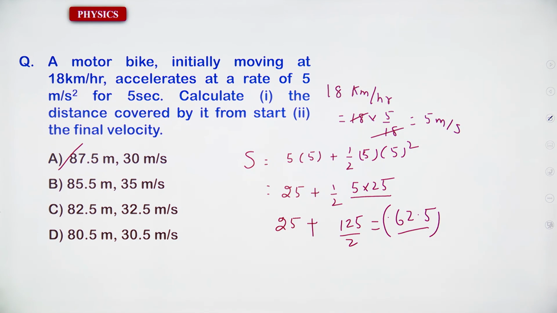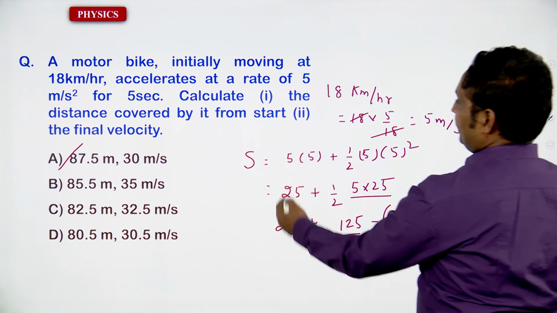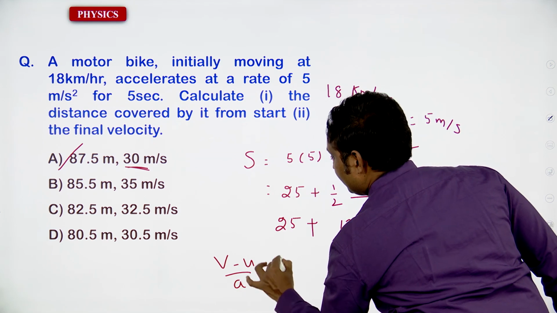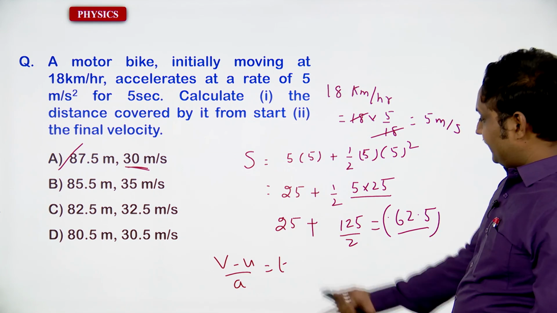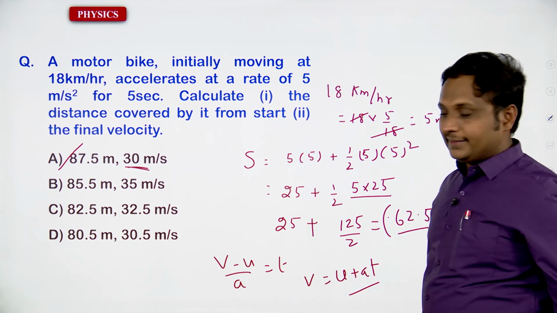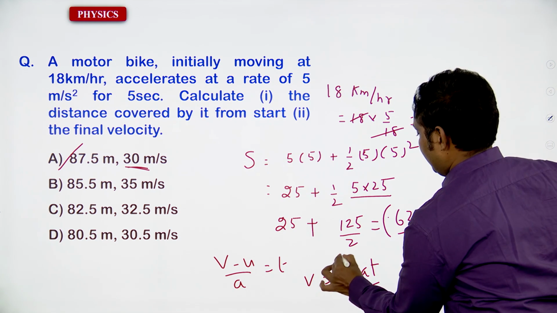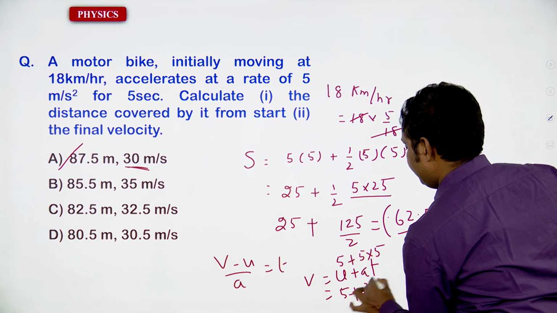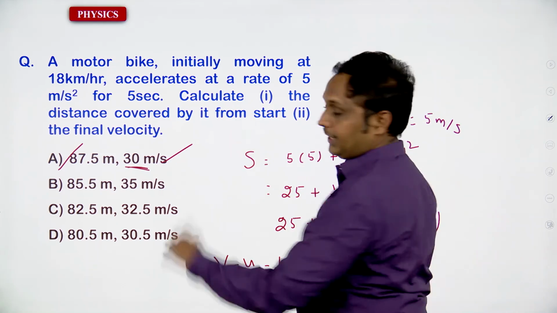In this given problem, you can easily find out that this is going to be the final velocity. v minus u by a is equal to t. Easily you will find that v is equal to u plus at. After substituting all these things, that is 5 plus 5 into 5, that is 5 plus 25, 30. This is the correct answer.